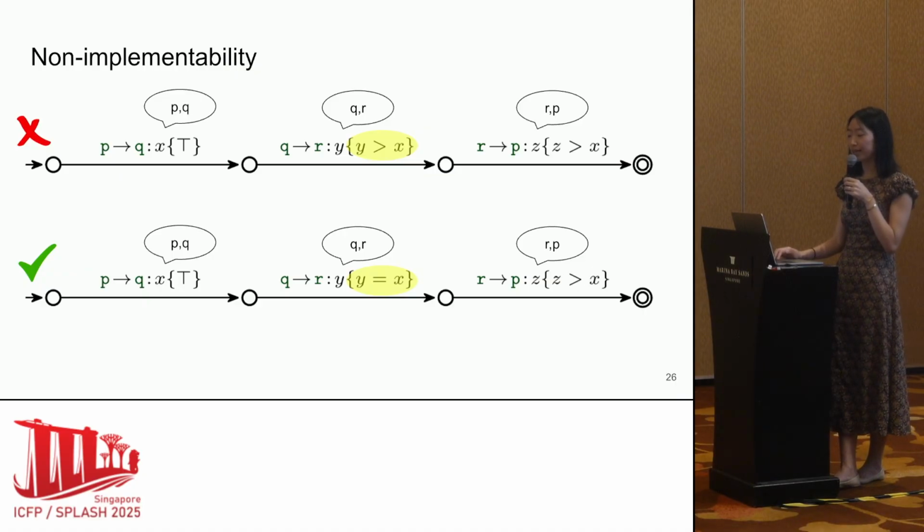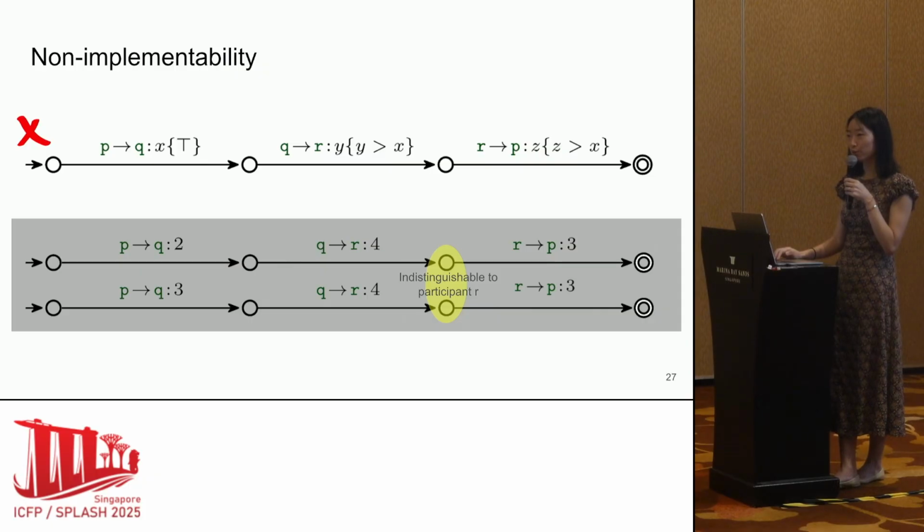In our work, we take a different approach. Instead of analyzing the symbolic protocol directly, we instead look to its concretization to explain sources of non-implementability. And it turns out that for this protocol, non-implementability boils down to the existence of these 2 concrete runs in the protocol. In these 2 runs, the values of x are instantiated with 2 and 3 respectively. Y is instantiated to 4 for both of them. And now z is instantiated to 3.